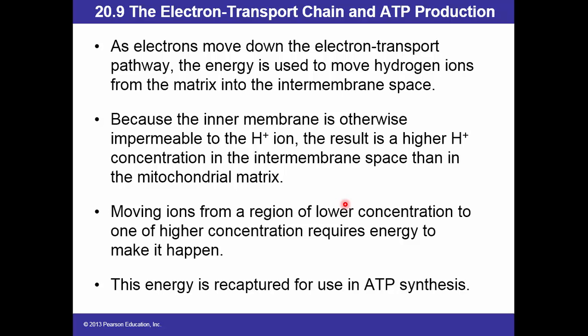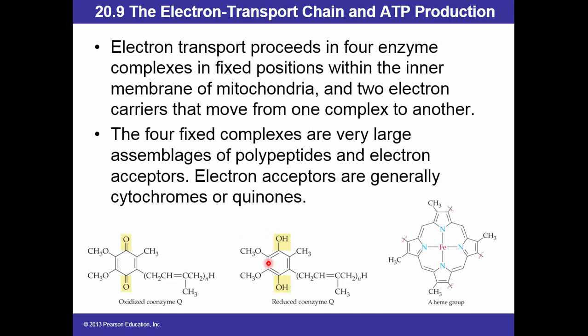Now, as electrons move down the electron transport pathway, the energy is used to move hydrogen ions from the matrix to the intermembrane space. Because the inner membrane is otherwise impermeable to the H+ ion, the result is a higher concentration, so a proton gradient is formed. Moving ions from a region of lower concentration to one of higher concentration requires energy. The energy is recaptured for use in ATP synthesis.